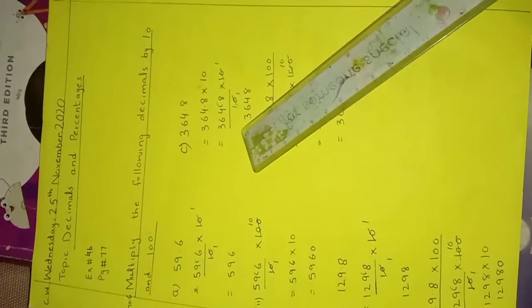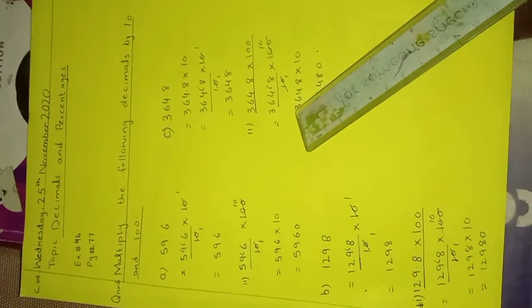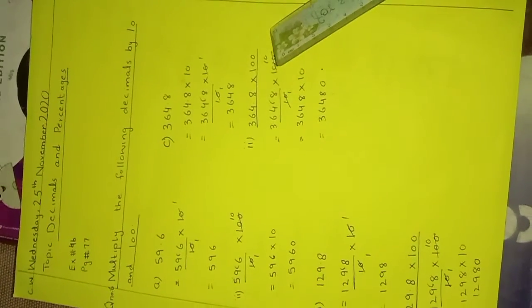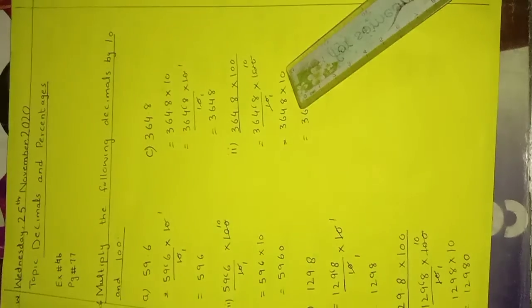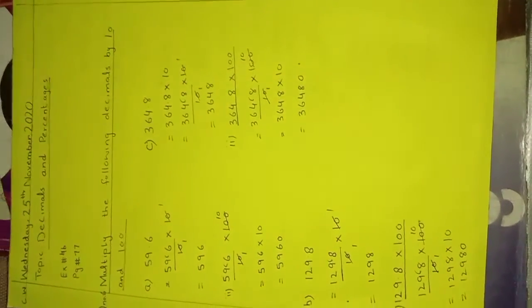364.8 multiplied by 10. Same. First of all, we will remove the point. Then multiply by 10. 10 ones are 10, 10 ones are 10. 3648 will be your answer. Its second part is 364.8 multiplied by 100. First of all, we will remove the point and place a 10 in the denominator. Multiply by 100. Now we will cut them. 10 ones are 10, 10 tens are 100. Now 3648 multiplied by 10 is equal to 36480.